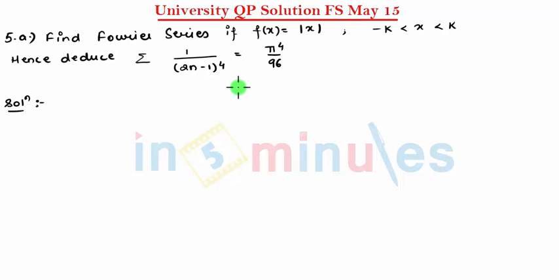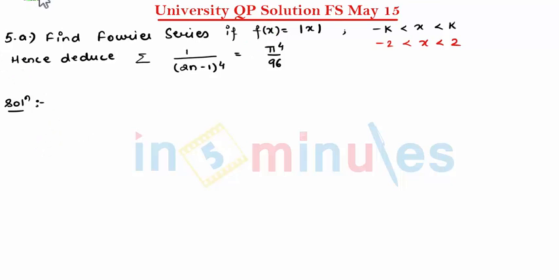Our next question is question number 5a of the same paper, May-15, for Fourier series. Find the Fourier series if f of x is mod x for minus k to k. There was a small correction here, that is minus 2 to 2. The value of k was 2. So let's start with that.